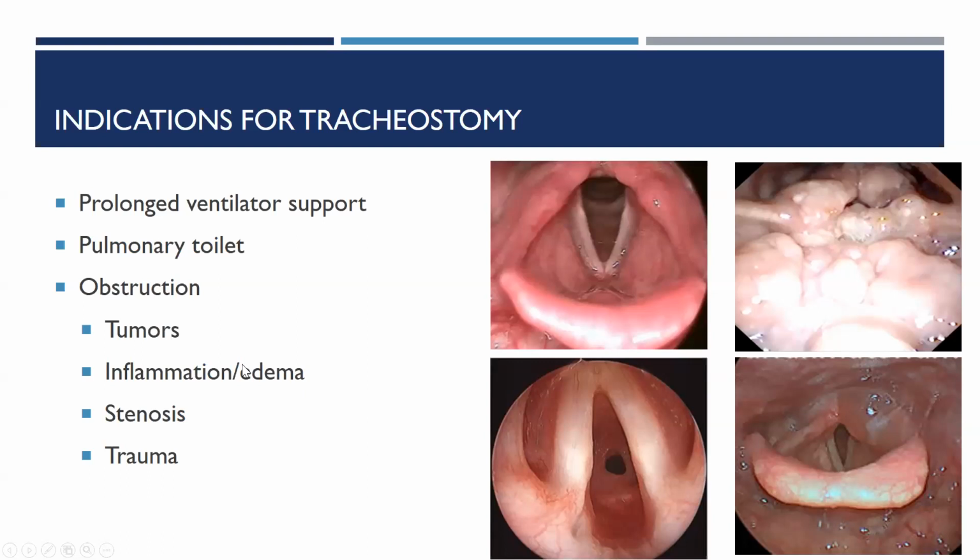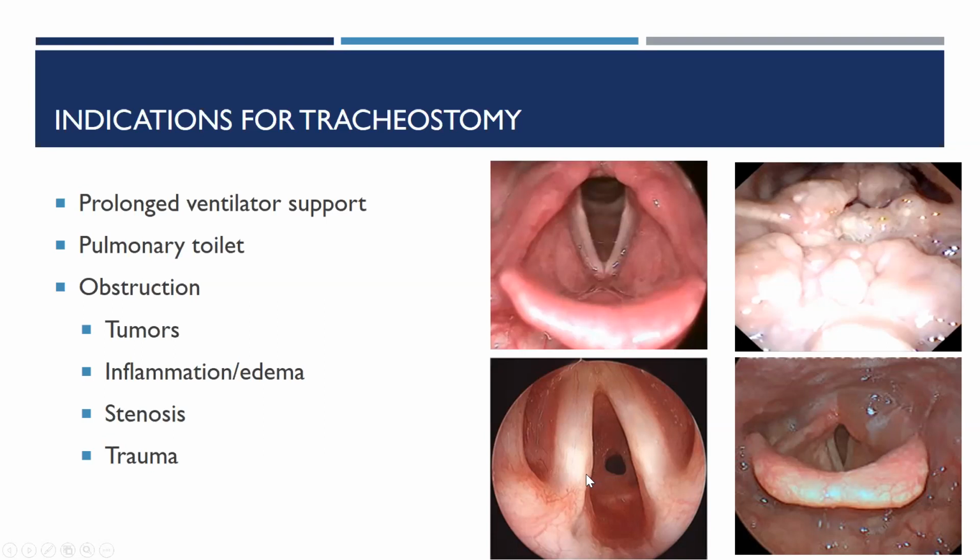I think you guys are pretty familiar with the indications for trachs. Generally, prolonged ventilator needs can help with pulmonary toilet, or if there's obstruction, like this large fungating mass here on the right. Obstruction can be from tumors, edema like angioedema, or stenosis. This is a good picture of subglottic stenosis. Here are the true vocal cords, the white, and then right beneath the cords you can see a large shelf of tissue with just this very small airway here. The vocal cords are the glottis, and the subglottis is right beneath it.